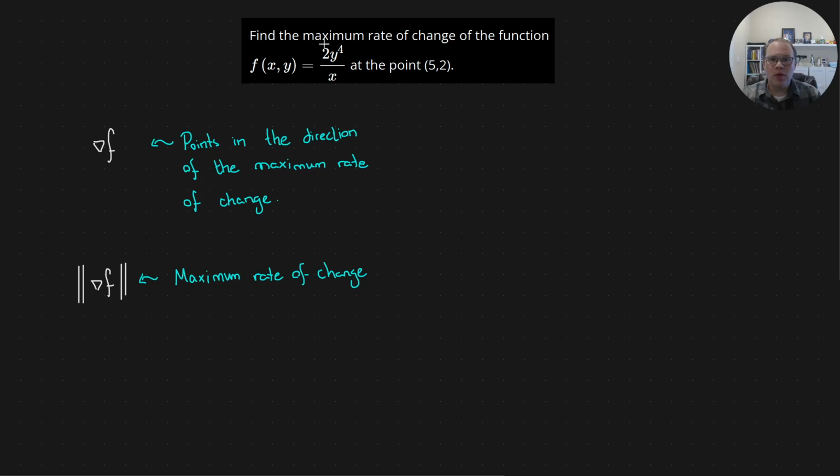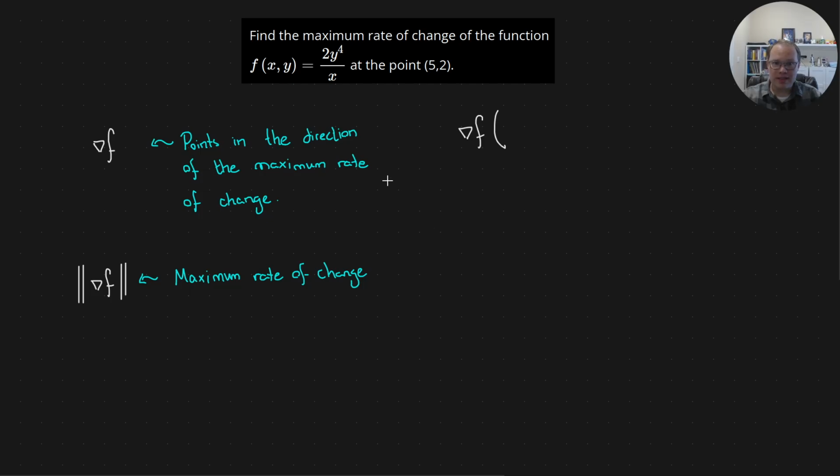In this case, we want to know how steep it is. We want the actual maximum rate of change, not the direction of it, but the actual maximum rate of change. So I'm going to want the gradient, and I'm going to want to find the norm of the gradient to find the maximum rate of change at the point (5,2). Okay, so let's start by finding the gradient of f.